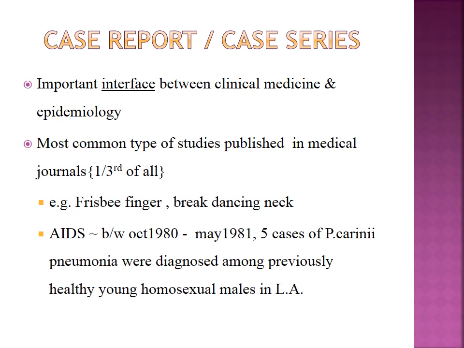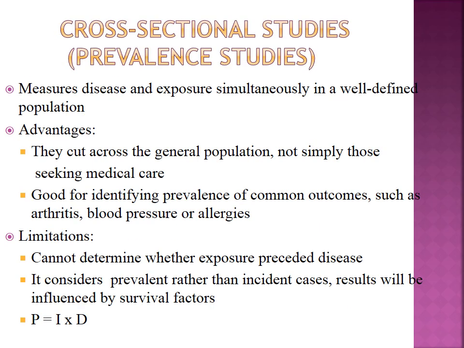The case report or case series is an important interface between clinical medicine and epidemiology. The most common type of studies published in medical journals are mostly case reports or case series. So these are some examples, like Frisbee finger, and like AIDS between 1980 and 1981, where some people presented with Pneumocystis infection, and this pneumonia was diagnosed among previously healthy young homosexual males in Los Angeles.